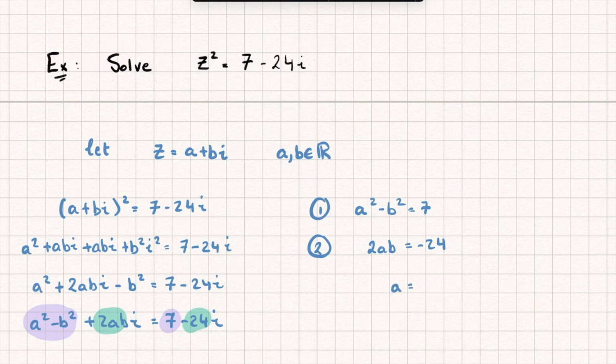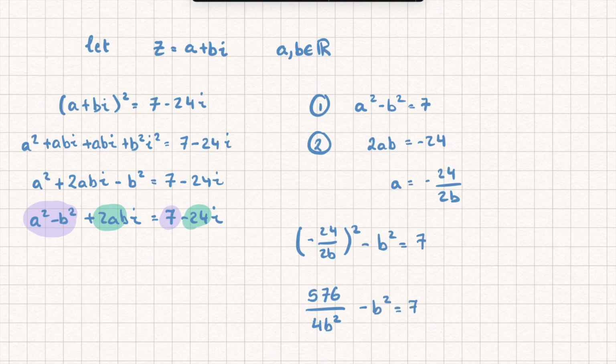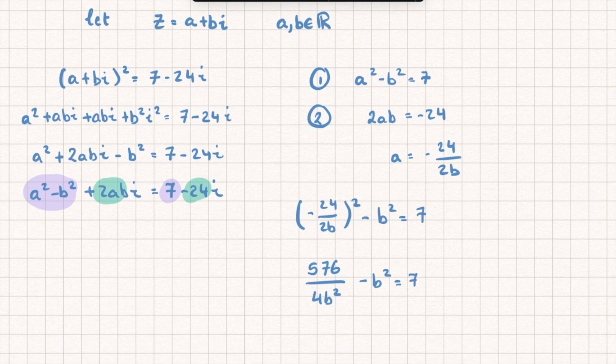So we get a is equal to -24 over 2b. I'm then going to substitute that back into equation 1. So I've got (-24 over 2b) all squared minus b squared is equal to 7. Let me use my calculator. 24 squared is 576. So we get 576 over 4b squared minus b squared is equal to 7. Let's multiply everything through by 4b squared, and we get 576 minus 4b to the power of 4 is equal to 28b squared.